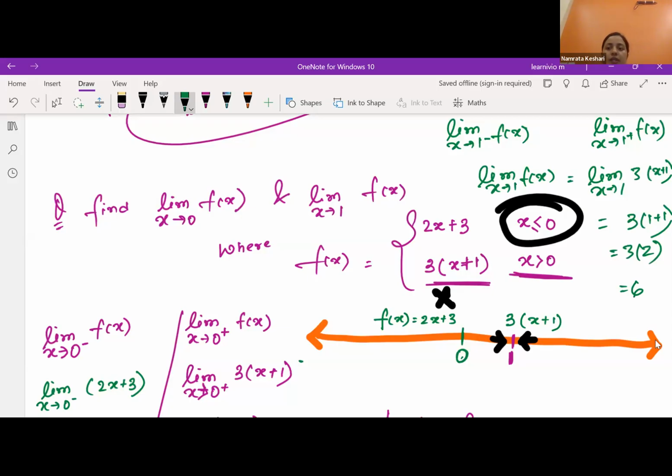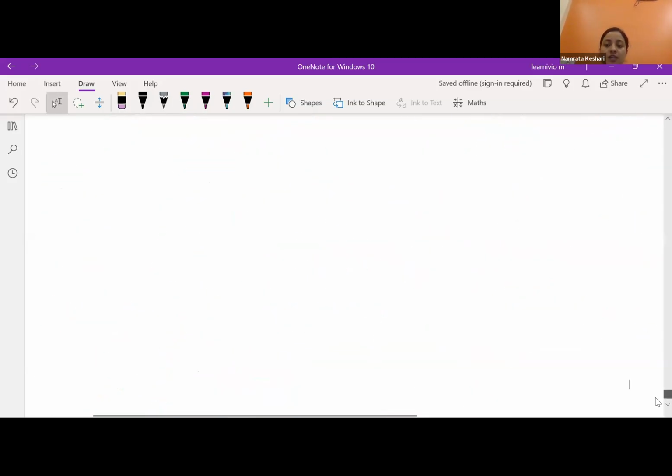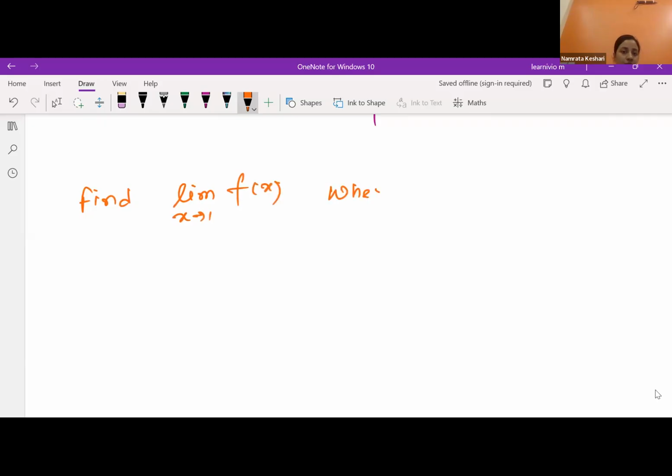क्लियर? Yes. ओके लेट्स कंटिन्यू विद द नेक्स्ट क्वेश्चन। मोस्टली हमारे चैप्टर में यहाँ पीस वाइज डिफाइन फंक्शन ही हमें दिए हुए होंगे, और हर बार हम पीस वाइज डिफाइन फंक्शन की ही लिमिट को फाइंड कर रहे होंगे। ओके लेट्स डू few piecewise defined function first. Okay. So find the limit x tends to 1 f of x, where again a piecewise defined function we are having.